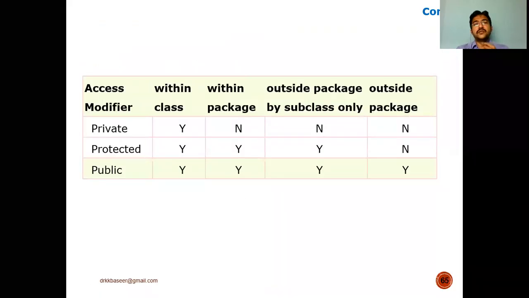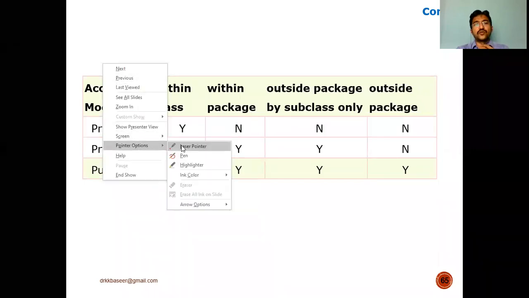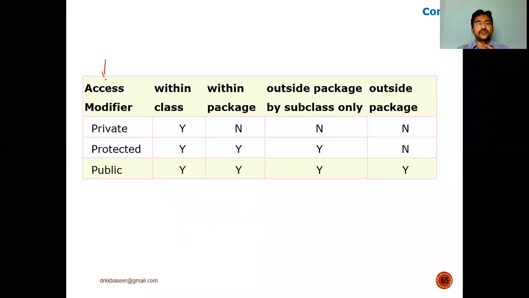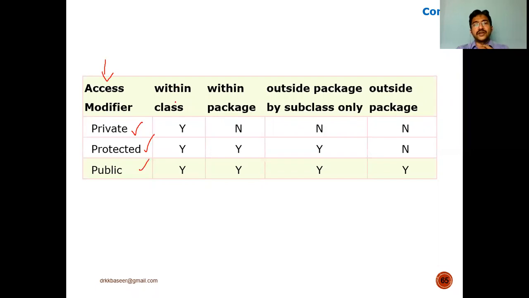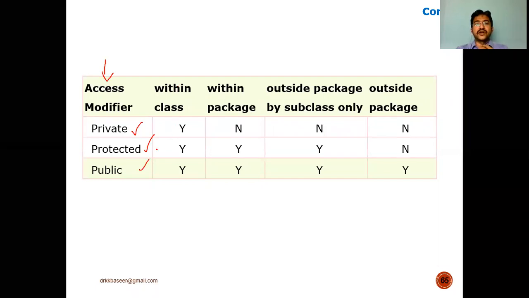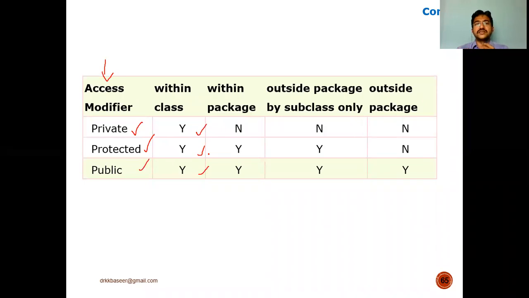Let's make a comparison between all these three access specifiers. In the first column, we are talking about the comparisons. The first column talks about access modifiers: private, protected, public. Now, within the class, if you declare the data members or methods as private, protected, or public, you can access all three. Within the class means open braces and close braces; you can access it.